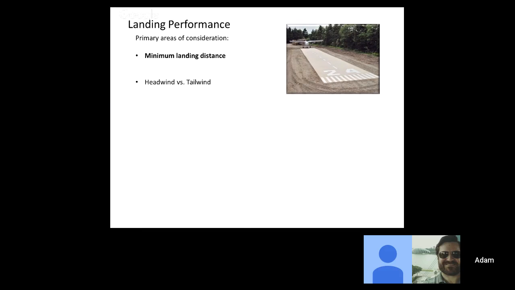Again, when you're landing, wind is extremely important. Tailwinds can increase your landing distance by several percent. I'll have to look up the exact value, but I think it's like 5% for every 3 miles per hour of wind, which is pretty good, especially if you're dealing with very short runways.